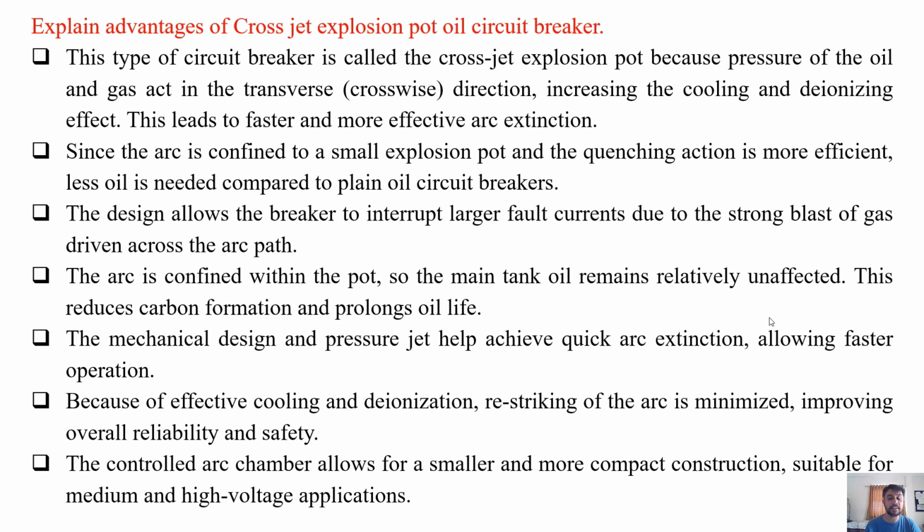The mechanical design and pressure jet help achieve quick arc extinction, allowing faster operation. Now, because of the effective cooling and deionization, restriking of the arc is minimized, improving overall reliability and safety. The controlled arc chamber allows for a smaller and more compact construction, suitable for medium and high voltage applications. So these are several advantages of cross-jet explosion pot oil circuit breaker.